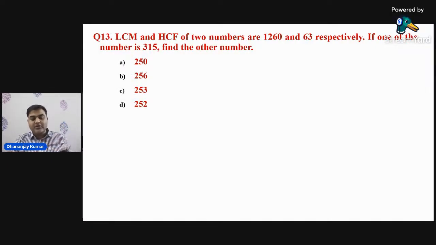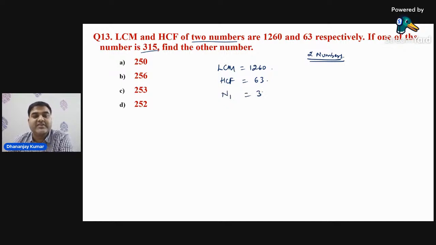Wonderful. Welcome back, and we'll try to answer the sum. The LCM and HCF of two numbers are given. The LCM is given as 1260, and the HCF of the same two numbers is also given. Only two numbers are there, and one of the numbers is also given. Suppose N1 is given as 315. They are asking for N2.